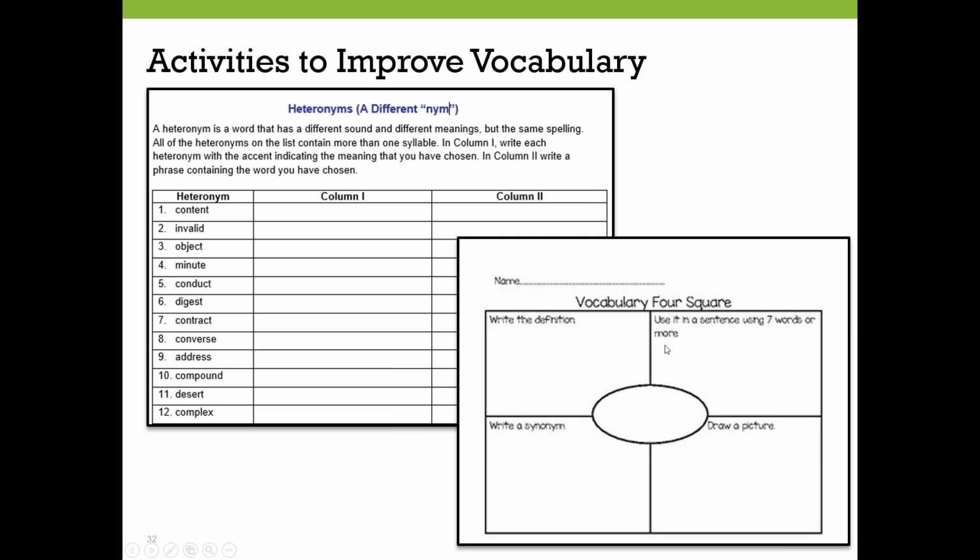And then maybe we have a vocabulary foursquare, where we write the definition out, put the word in the middle, use it in a sentence, write a synonym, draw a picture. You don't do it for every word out there, but you do it for the important things as students are working through. So those are just a couple of little hints, a couple of ideas. So having said that, I think we need another poll question.